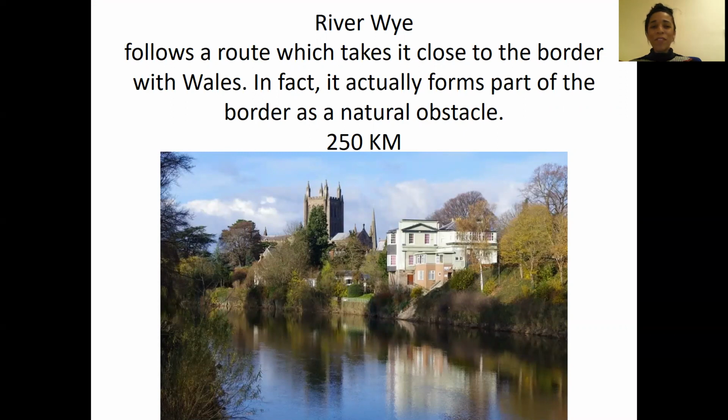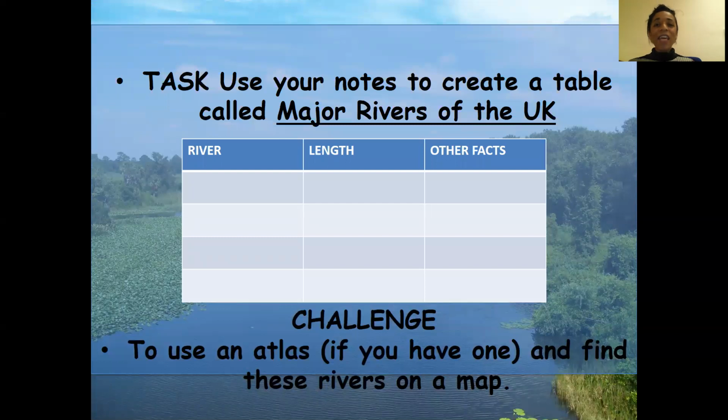Well done, Year 4. So hopefully on your page now, you're developing lots of information about these different rivers in the United Kingdom. Because your task now is to use your notes to create a table called Major Rivers of the United Kingdom. So what I've got an example of is how you could set out your table with river, and you could write the name of the river, the length of the river, and some facts about the river that you've discovered today. So see if you can put at least 2 of your facts. Now, if you want to draw a picture of a river to go with each of your facts, that would be lovely.